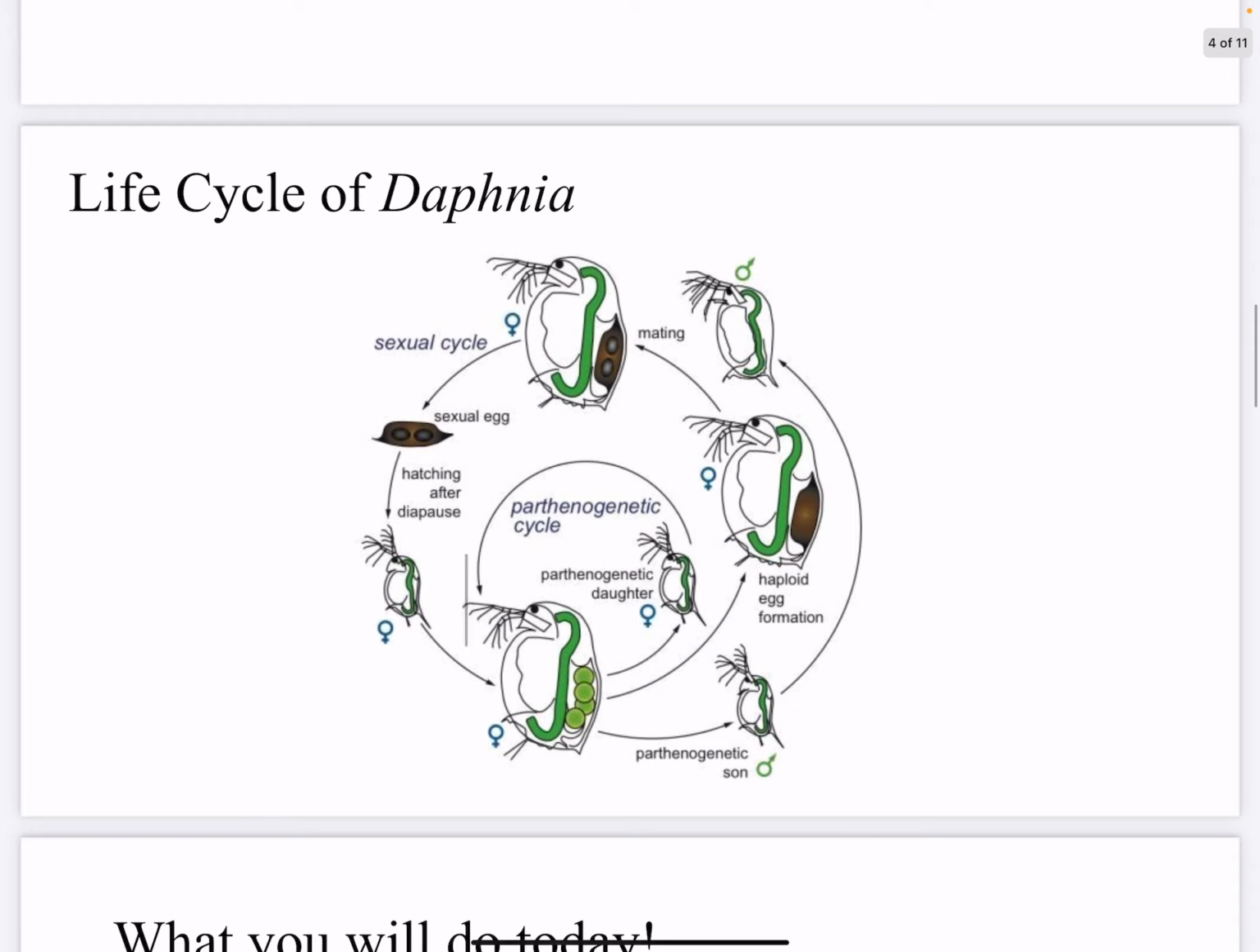So then, a quick overview of the life cycle of Daphnia. They have a sexual cycle and a parthenogenic cycle. The sexual cycle does produce females, and then the females can go either back into a sexual mating cycle, or they can go through a parthenogenic cycle in which they can create a parthenogenic daughter or a parthenogenic son. And then these two can go again either through the parthenogenic or the sexual cycle, and the female will mate with the parthenogenic son.